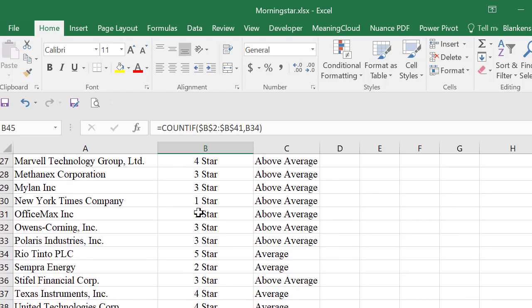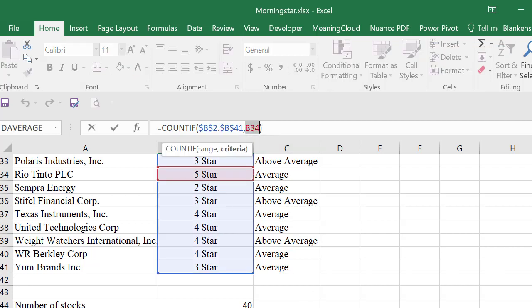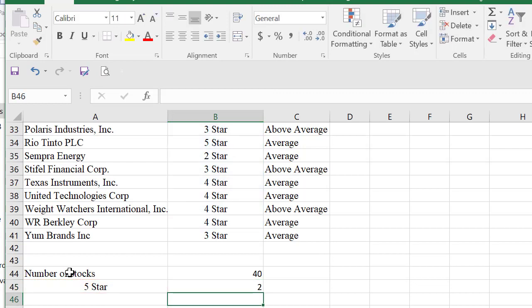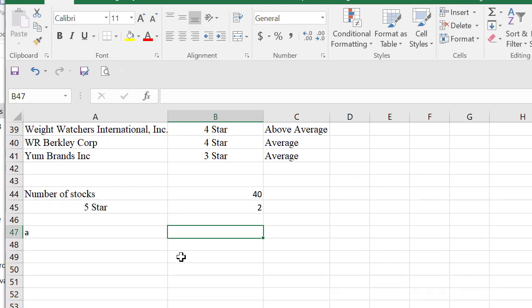B34 actually contains a value 5-star. Now what I could do is do Control C and just copy that here, Control V, and you can see that it's centered. And what I will do then is change, instead of using B34, I'll use this value here, and I'll still get the 2. So as I scroll down to answer part A, what proportion of the stocks receive Morningstar's highest rating? That's nothing more than this value divided by this value. So the answer is 5%.